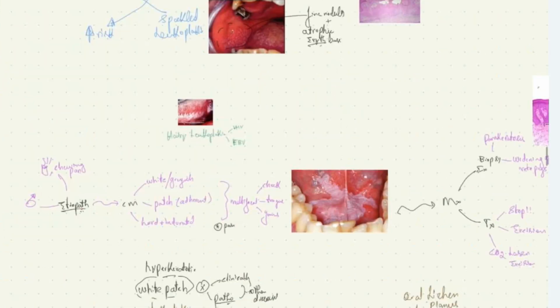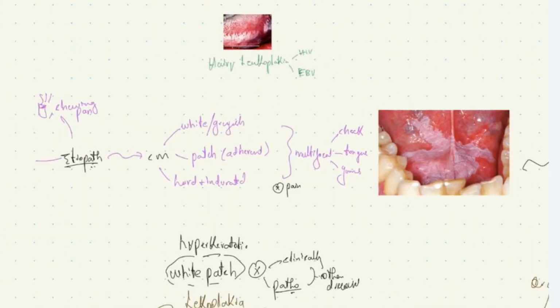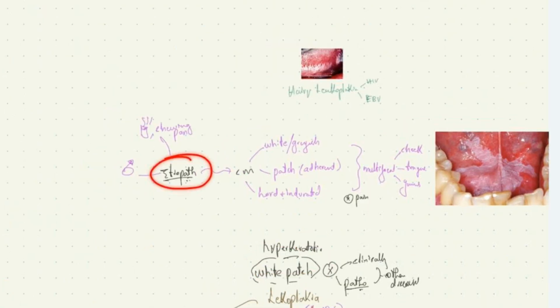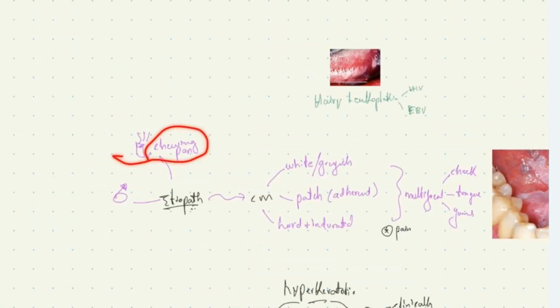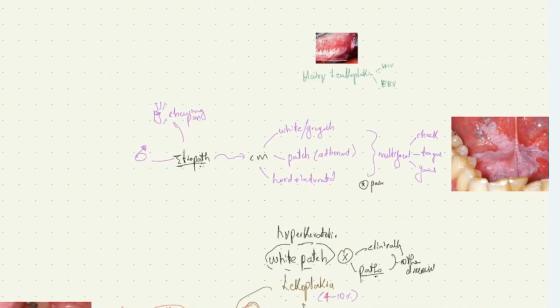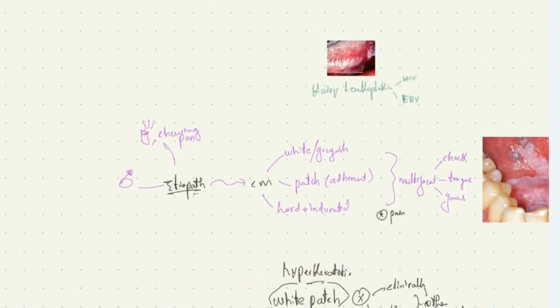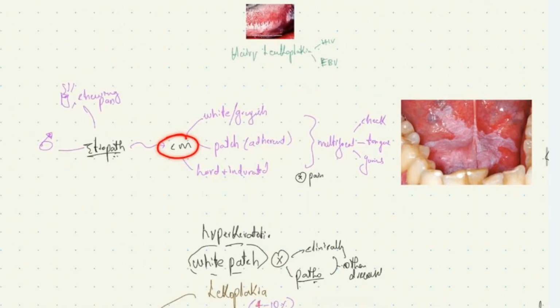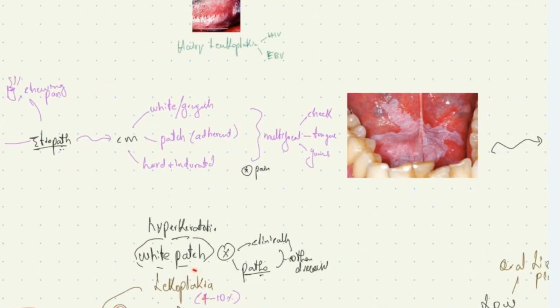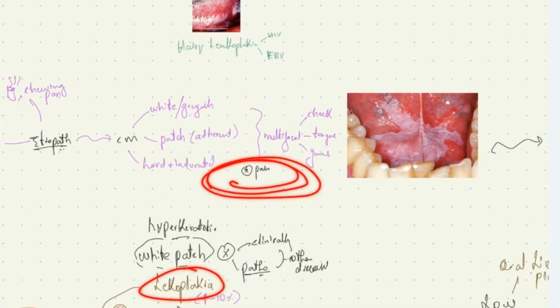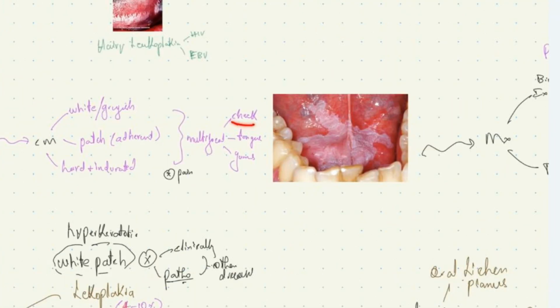Now, what are the clinical manifestations of leukoplakia? Before that, what is the etiopathophysiology of this condition? Chewing pan and smoking have been associated with leukoplakia. Leukoplakia is most common in males due to this reason. What are the clinical manifestations? We see a whitish or grayish patch, which is adherent to the underlying structure, and the patch is hard and indurated. Please note, the lesion is not painful. There is no pain associated with this lesion. The lesion can be multifocal. We usually see it in the cheeks, tongue, and gums.